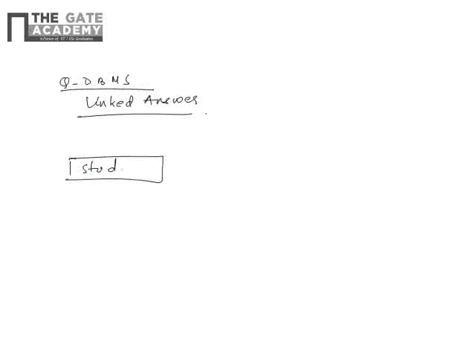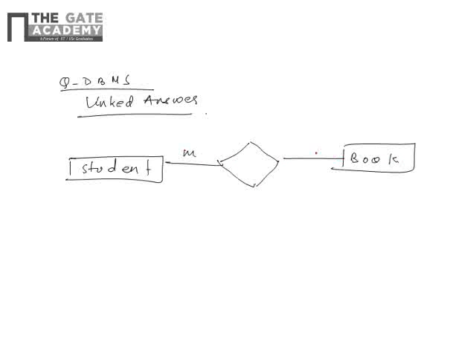Hello students, the question is from DBMS. It is a linked answer question, okay? Here one relational schema has been given between a student table and a book table, and the relation defined is issuing the book. There is an M to N relationship between them.